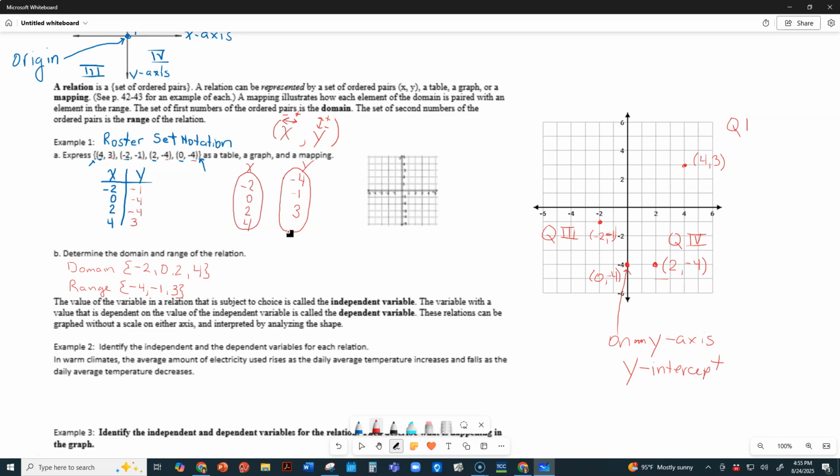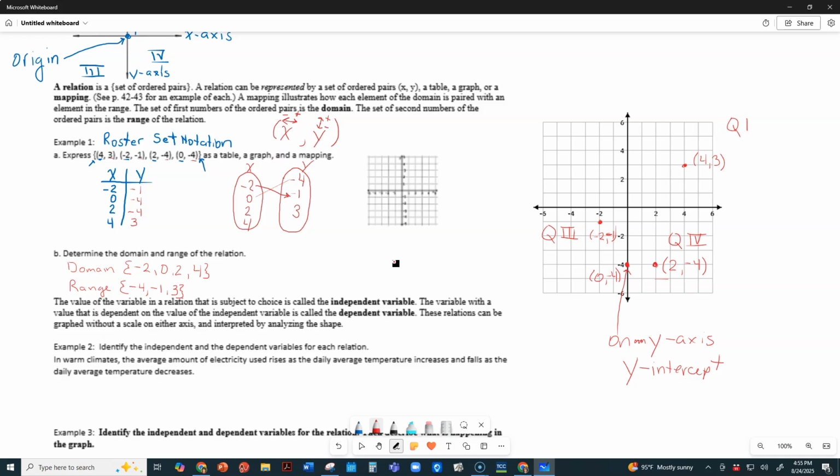Okay, now to do a mapping, what we do is we draw arrows from each one of these X values to its matching Y value. So we see right here that -2 maps to -1. So we're going to draw an arrow from -2 to -1. Okay. We're going to see that 0 maps to -4. So we're going to draw an arrow from 0 and we're going to point it at -4.